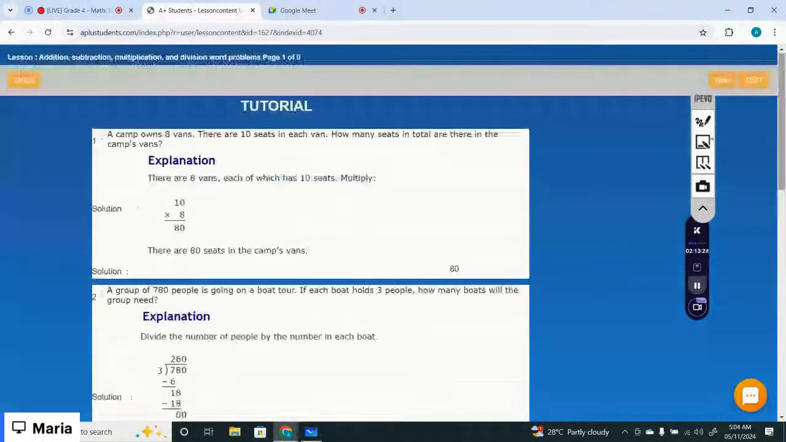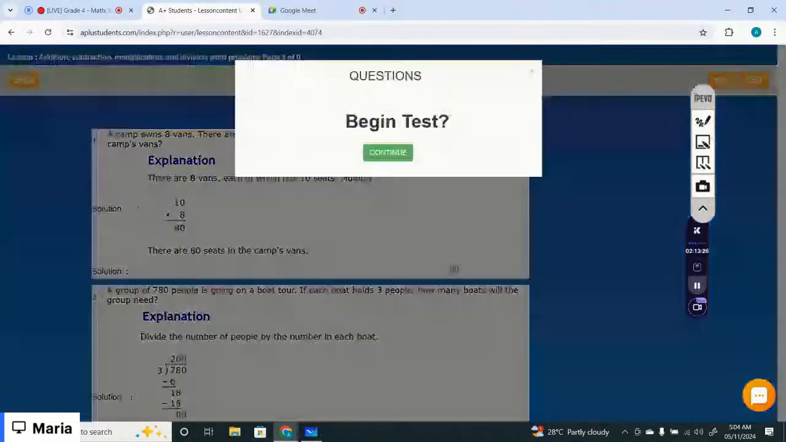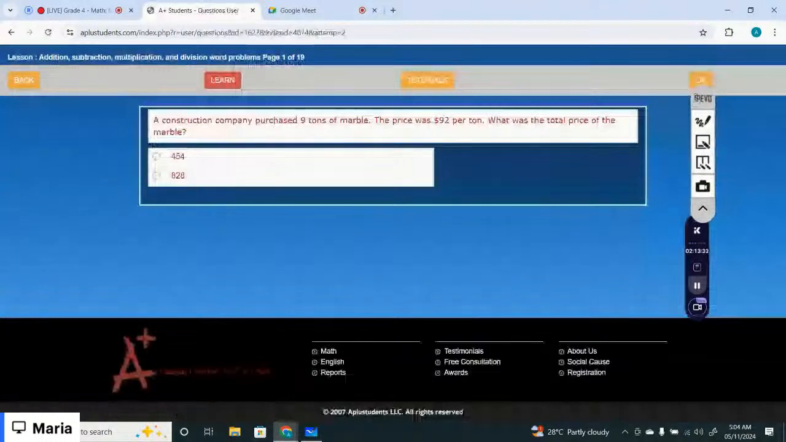Okay, let's start with the test questions. Here is the live chat button, right? If you need help, you can simply click on the button. Tutors are available there to help you.